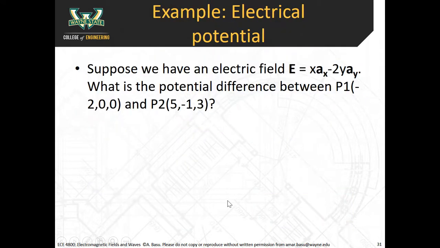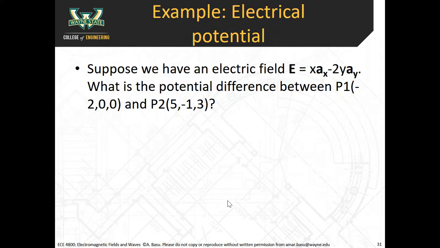So we'll do this example now. Suppose we have an electric field, x times ax minus 2y times ay. What is the potential difference between these 2 points? P1 located at (-2, 0, 0), and P2 located at (5, -1, 3).